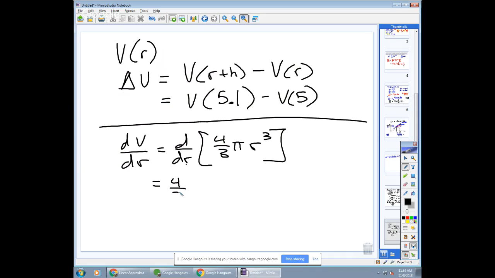So this is just going to be 4/3 times pi times 3 times r squared. If I put this in differential form, I just throw the dr to the other side. So dV equals, and let's clean this up a little bit, 4 pi r squared dr. Does anybody recognize the formula 4 pi r squared? From geometry class, way back. That turns out to be the surface area of a sphere.